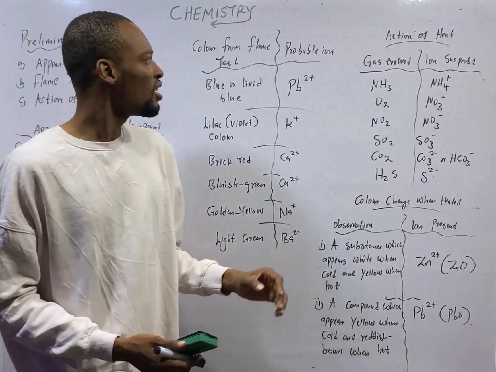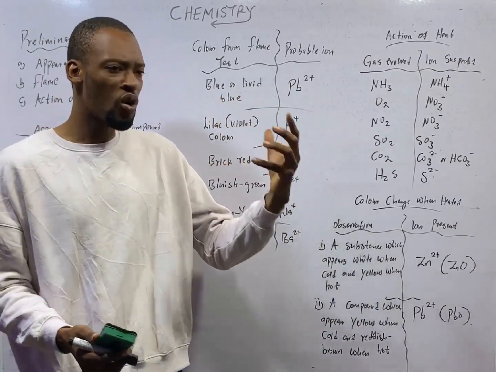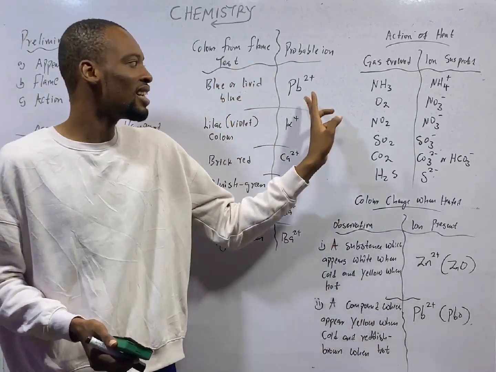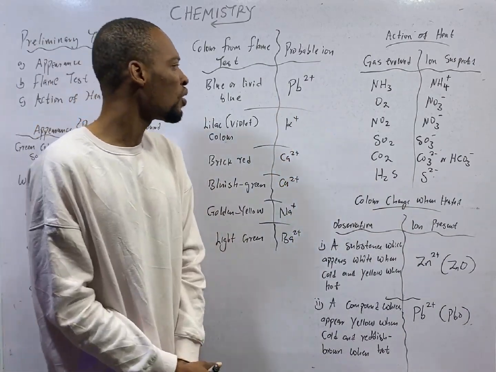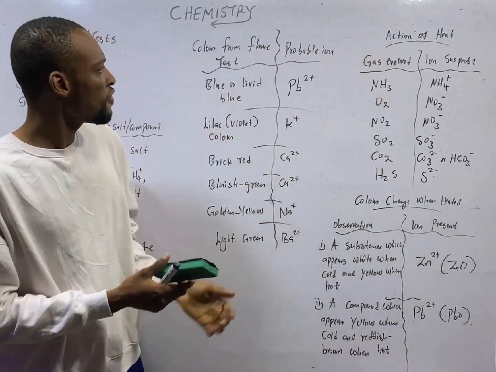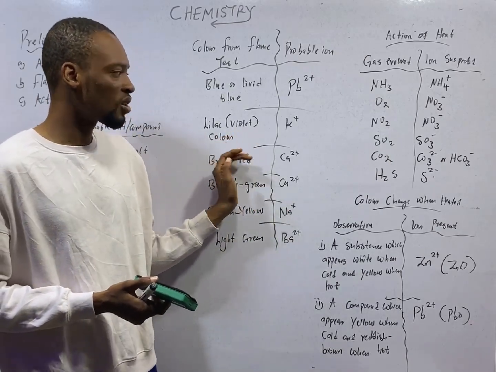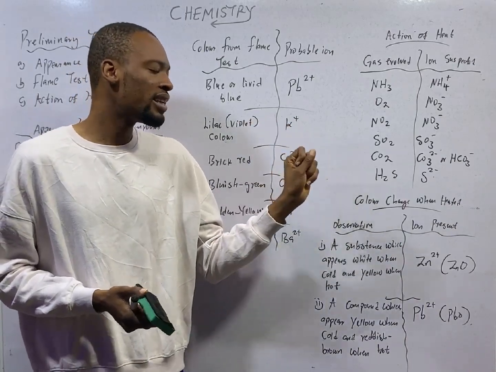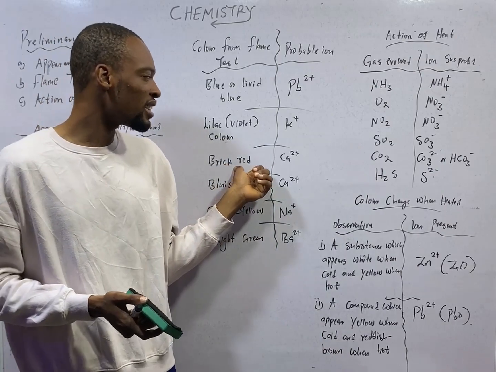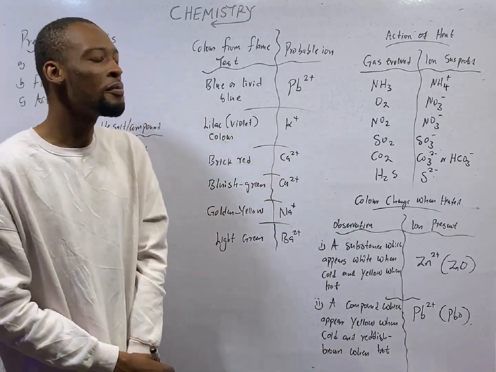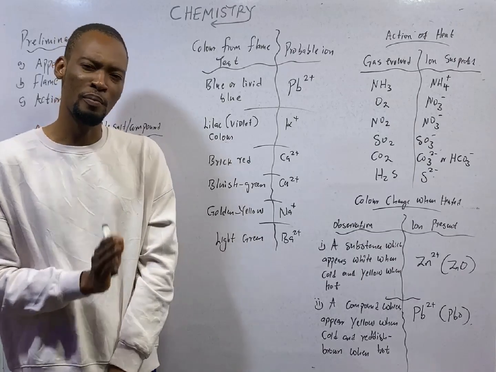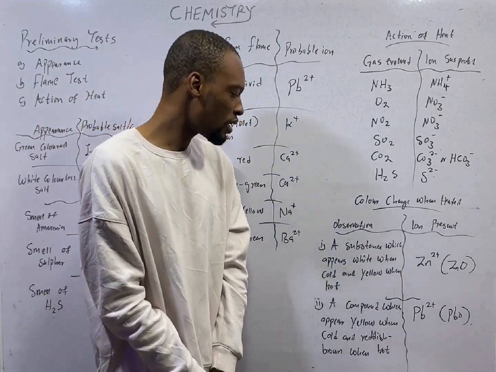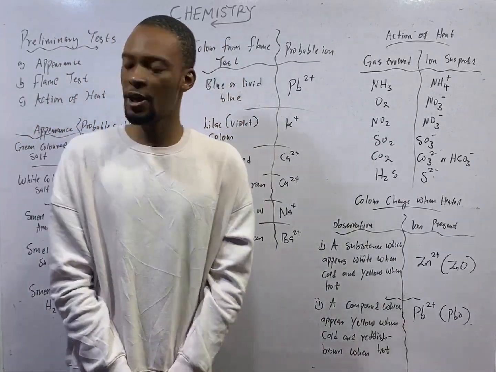For color of flames, when a substance or a compound burns with blue or livid blue flame, know that lead ion is present. It burns with blue or livid blue flames. If a substance burns with lilac flame or violet color, it is potassium ion. The color of flame for potassium ion is lilac or violet. Brick red is calcium ion. When you hear it burns with a brick red color, that is calcium ion. And bluish green is copper 2 ion.